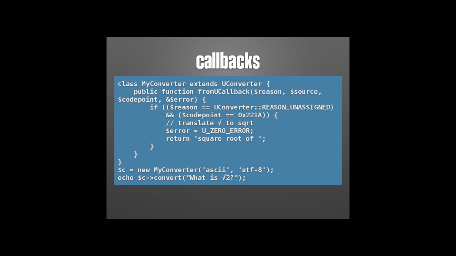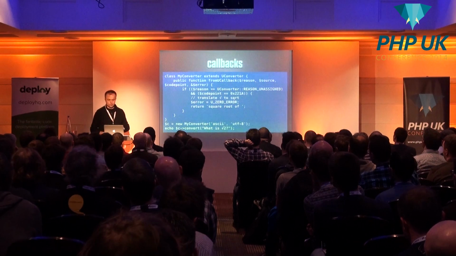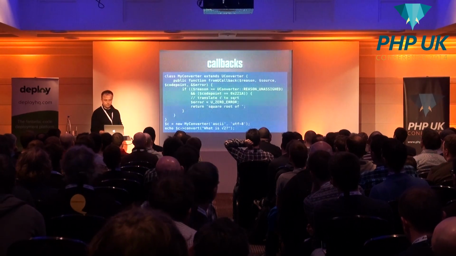And what we can do here is, let's say we want to translate the square root sign to some text instead of just a single character, or omit it or whatever. So we can say if reason is unassigned and the code point is this, which is the square root, reset the error to 0 because otherwise it'll error out, and then return the replacement. And then when you convert from UTF-8 to ASCII here, it'll come out as "square root of 2". I forgot to put the output there. Sorry about that.